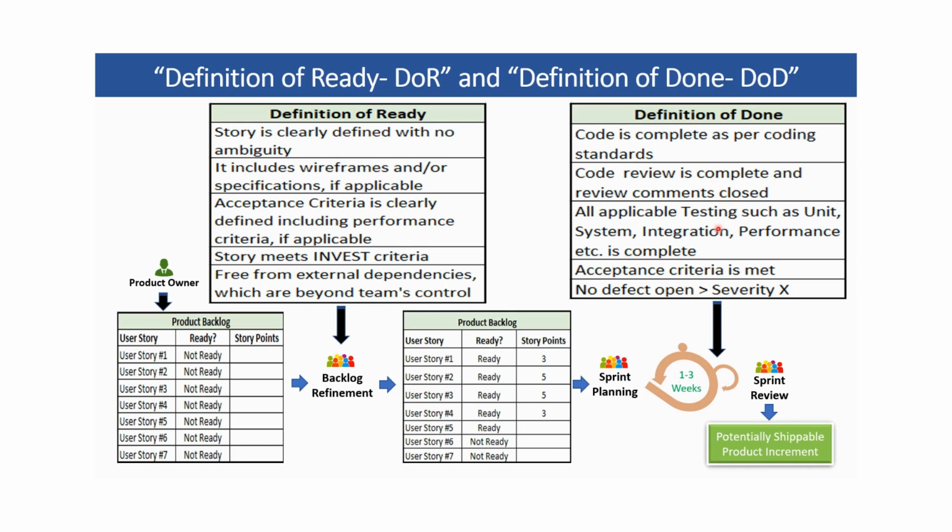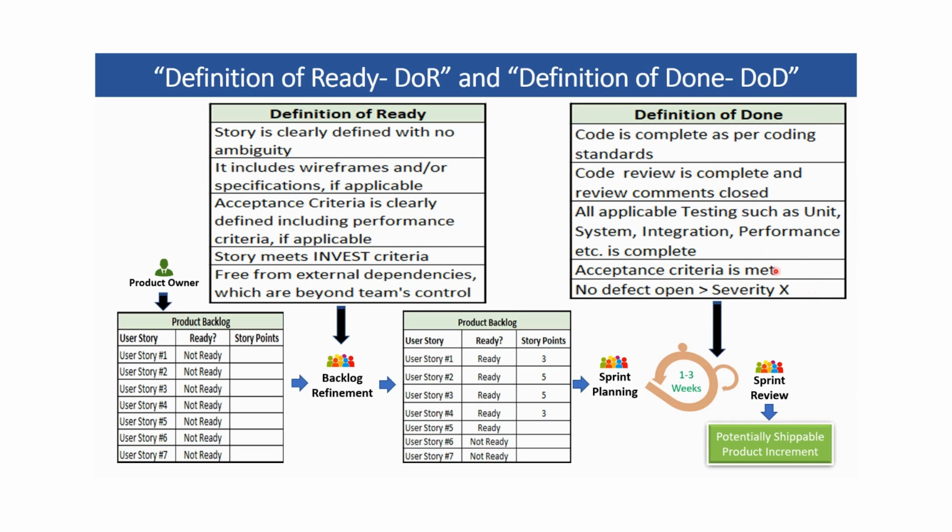All the testing, like unit testing, system integration, performance testing, is complete on the story. All the acceptance criteria that is mentioned in the story is met. Testing is done against each of the acceptance criteria and the testing is passed. There are no open defects above a defined severity. It can be defined by the team. Some teams might say there should not be any open defect which has a severity of high and critical. Some might say there should not be open defects with a severity medium, high, and critical. So it is really dependent on the team.